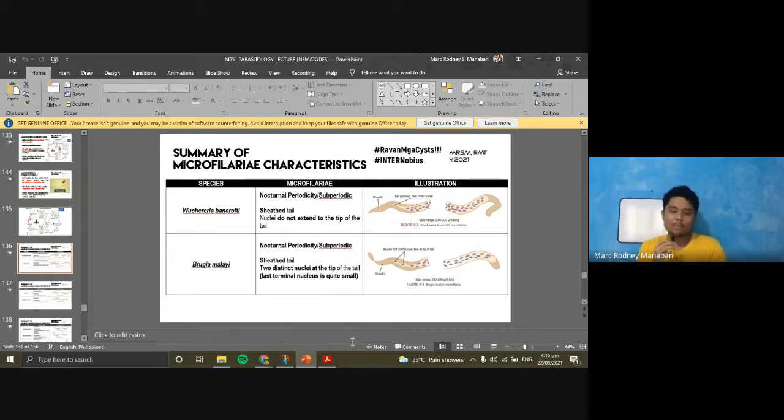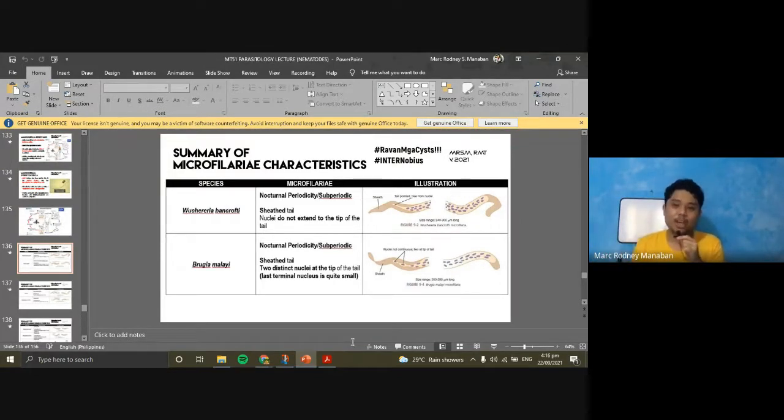So we'll start first with Wuchereria. Wuchereria is sheathed, so it has a covering. Aside from that, its nuclei do not extend to the tip of the tail. Please take note. I already mentioned this in the pre-recorded lecture, our mnemonic for how to remember: Wuchereria, wala, it has no nuclei in the tail. Please take note. A bit corny, but never mind. So Wuchereria, wala: no nuclei at the tip of the tail. Please take note.